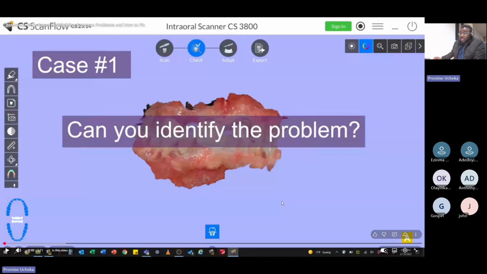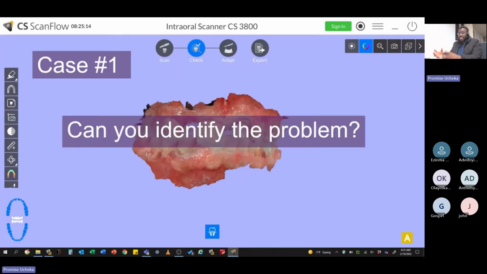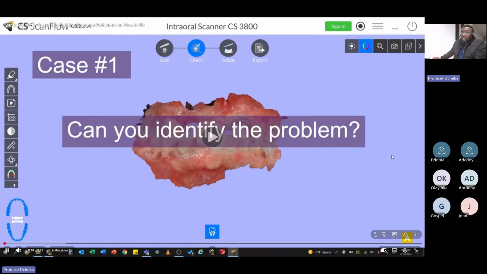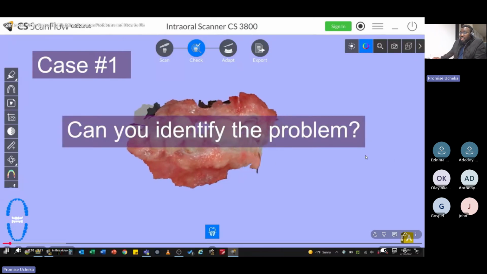So what I need you to pay attention to now is to try to identify exactly what's the problem with the image, and see if this problem happened in your setting, whether this will be easily identified and what you can do about it, or if someone did this scan for you, will you accept it? What would be your recommendation? It's about that clinical judgment.